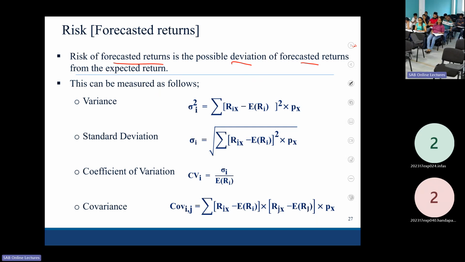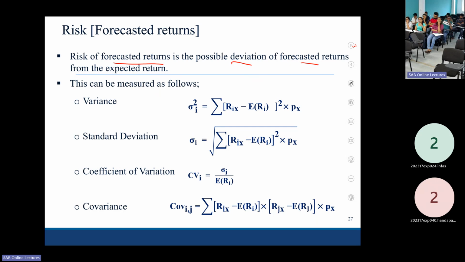In average return, you define the risk as the deviation of the particular year's return from the average, when you are using the past, historical data. So then here, what is the meaning of the risk? It is the possible deviation of your forecasted return from the expected return.